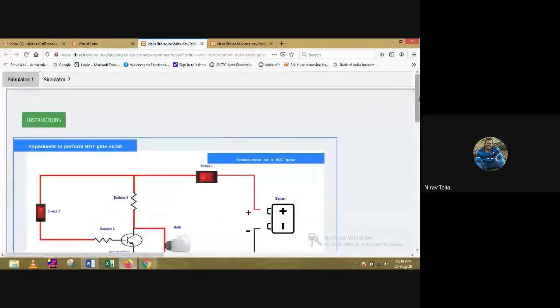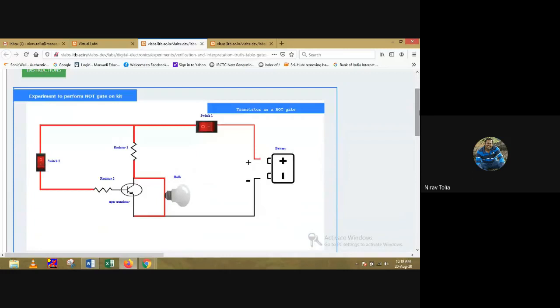Now going to the NOT gate. Again, a NOT gate is a single transistor. So we have to connect a battery. Switch on the first switch. Switch 1 is for the supply only. Switch 2 is our input.